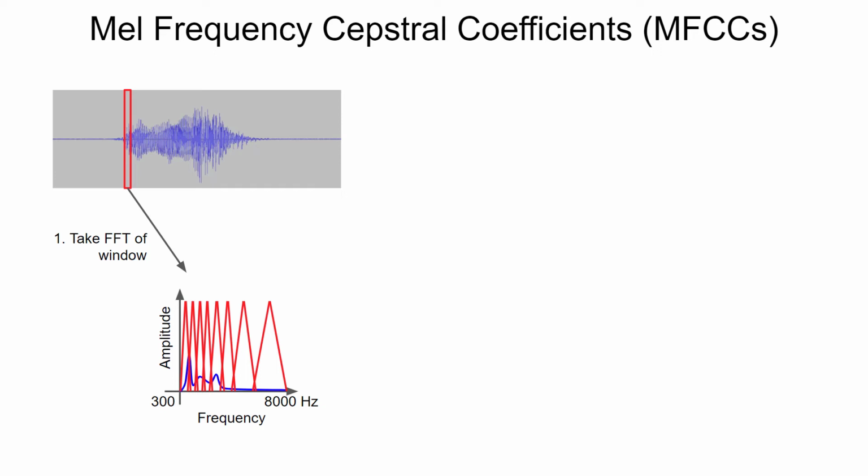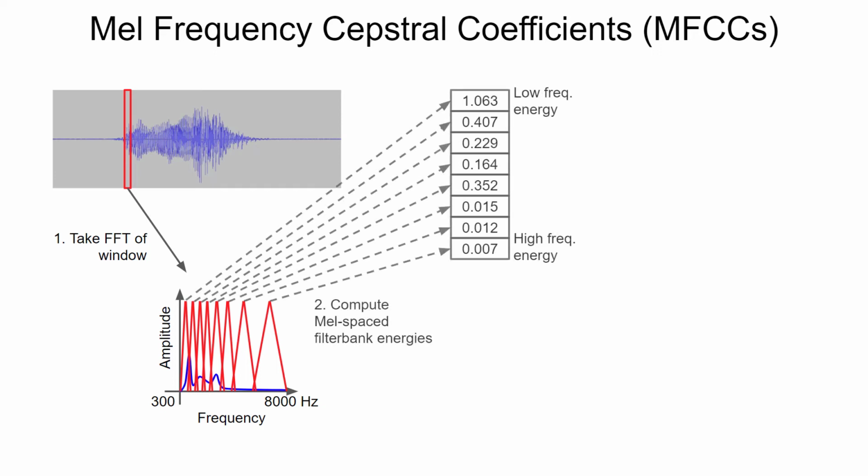The energy of each filter is computed, which is found by summing the area under the curve after multiplying the FFT by the filter. These energy values are stored in an array. I've shown it with low frequency energies at the top and high frequency energies at the bottom. We then compute the logarithm of each energy value. Again, this mimics how humans hear sound. We don't perceive loudness on a linear scale, but rather on a logarithmic scale.